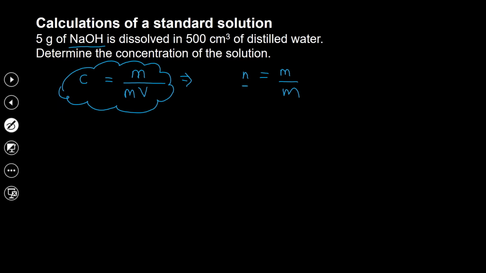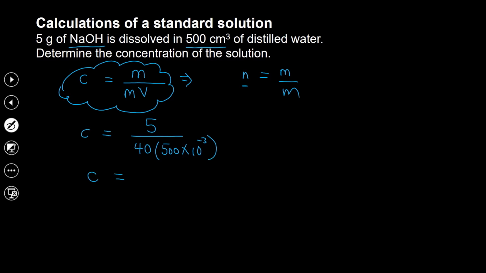So we would say then C, which is the concentration, equals the mass of sample, which is 5 grams, divided by the molar mass of sodium hydroxide. Sodium is 23 plus 16 plus 1. That gives us 40 grams per mole. Then what is the volume? Remember, the volume needs to be in cubic decimeters, which is the SI unit. So this would be 500 divided by 1,000, which is 500 multiplied by 10 exponent negative 3. So it will give us a concentration.